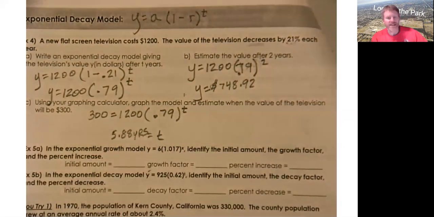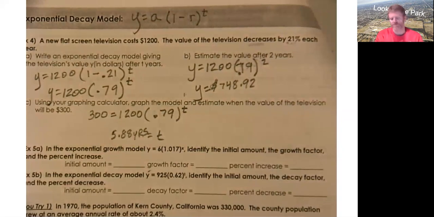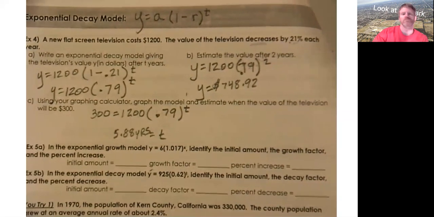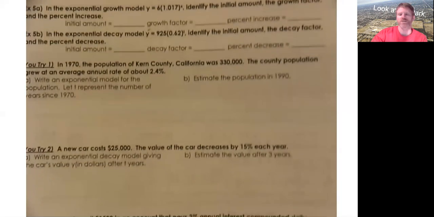That's how many years it would take for the TV to drop down to $300. By that point, you probably could save even more than $300, but maybe not. All right, last few questions to go here.